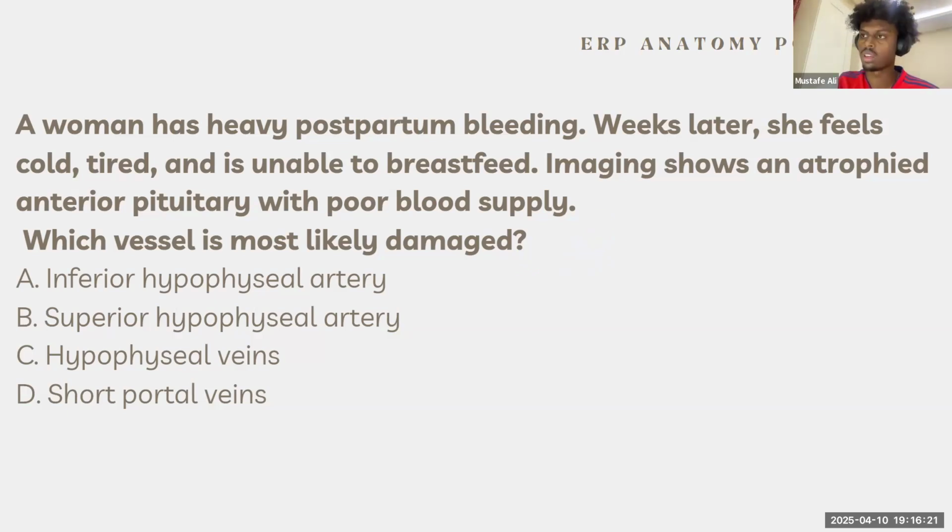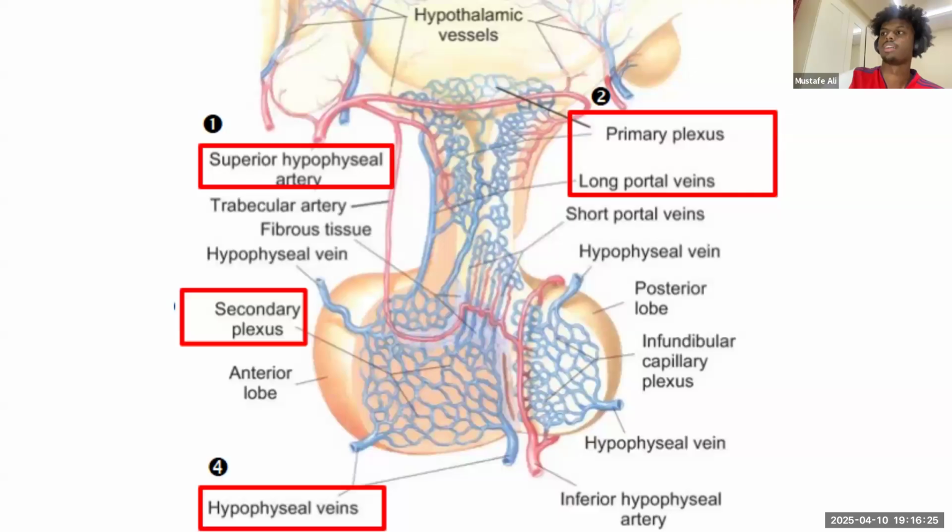So the answer is B, the superior hypophyseal artery. Now, this slide is really important. It was in Dr. Yaqeen's lecture, and he said that the pituitary gland's blood supply is very unique, and I do agree with him. And he said that a lot of questions might come from it too. So let's try to break it down in a simple way.